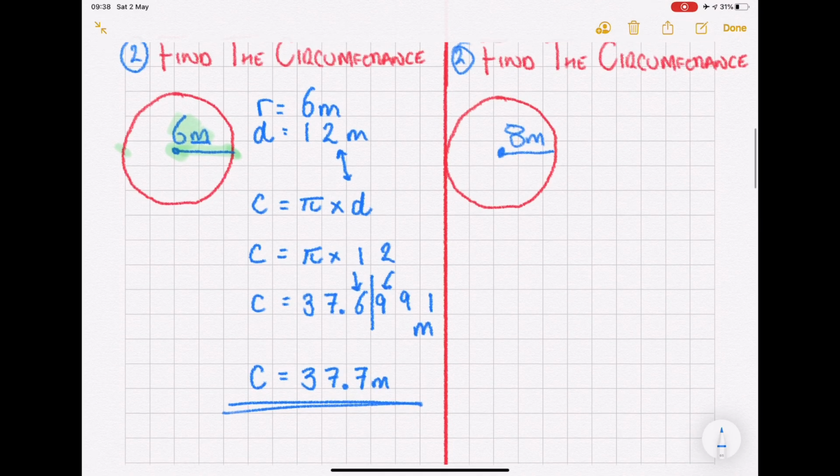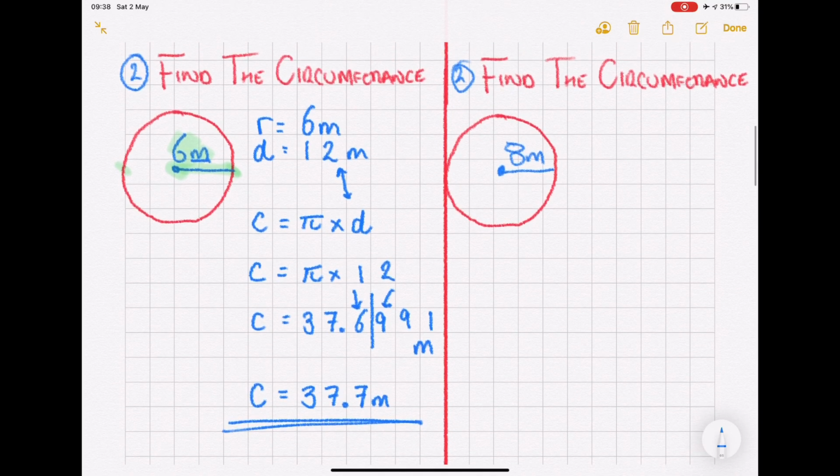Okay, so just to go over how we find the answer to this question. We write down our radius and our diameter, and then we look at the circle and see whether it's telling us our radius or our diameter. And then we find out those numbers accordingly. We write down our equation. We substitute in our diameter into the equation. We then type that equation into the calculator. And then we round to 1 decimal place. That's how we find the circumference.